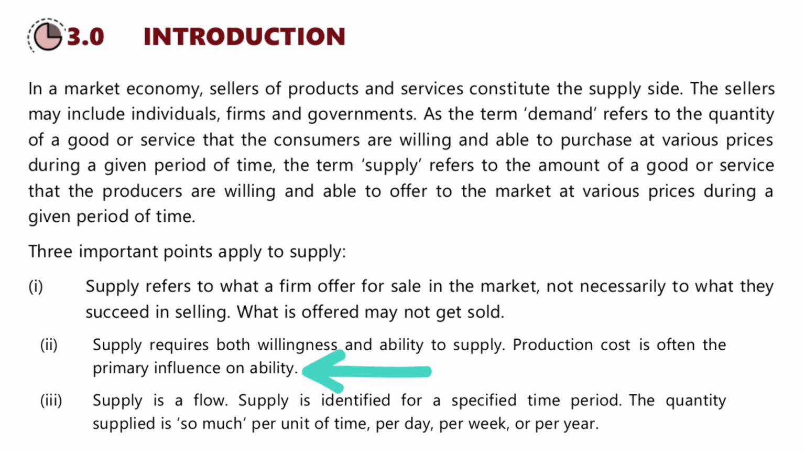Secondly, supply is the ability to give the number of items and at the same time the willingness to make these items saleable. The primary influence, that is, the number of items that are ready to be sold in the market, is often determined by the cost. The production cost is the supreme factor which affects the number of items that are to be sold in the market.